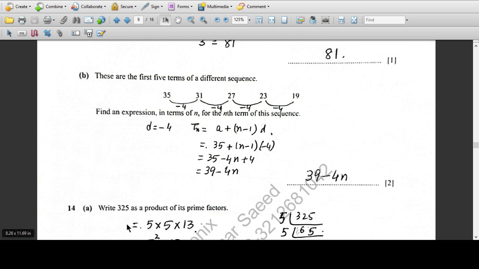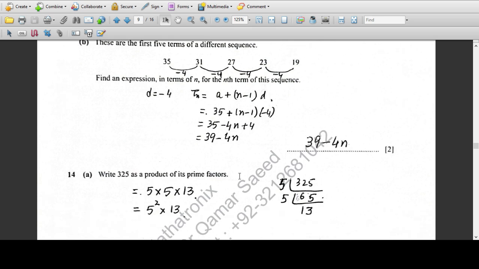Question number 14. Write 325 as a product of its prime factors. So we factorize it. 325 divided by 5: 5 sixes are 30, and then 25 remaining. So 5 fives are 25. So this is 65. 5 ones are 5, and 5 threes are 15. So 5, 5, 13. So 5 into 5 into 13. So this is 5 squared into 13. So this is the product of the prime factors.